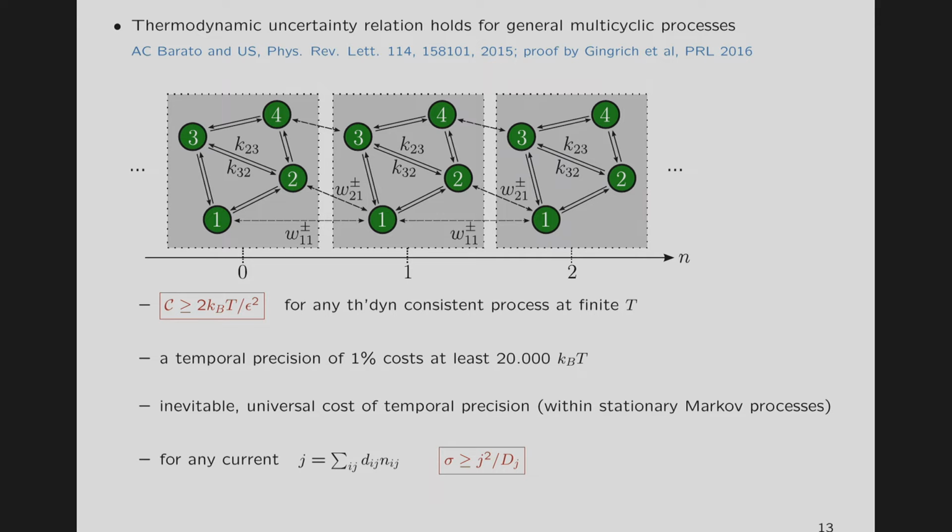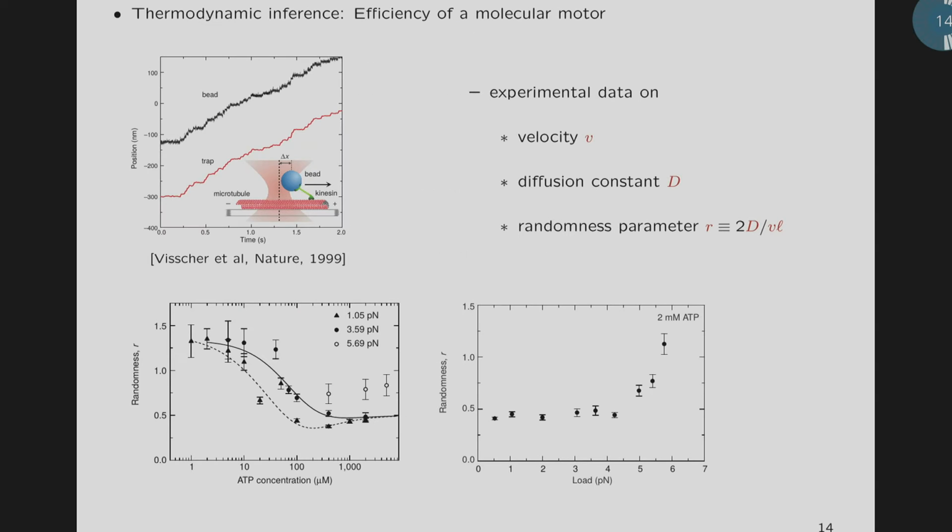Now let's use this and put it into a somewhat more useful context for this audience. So I will show you that you now get statements about the efficiency of molecular motors. And again, I want to start with old data. This was from Steve Block's group, 1999, one of the pioneering experiments, kinesin walking along a microtubule against a feedback-controlled constant force. What they measured at the time was the velocity and the diffusion constant, i.e. the dispersion in the velocity, which they quoted as this ratio called the randomness parameter.